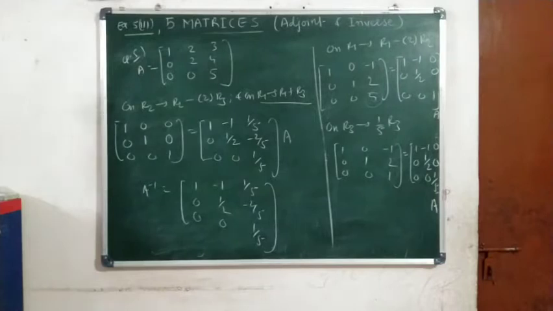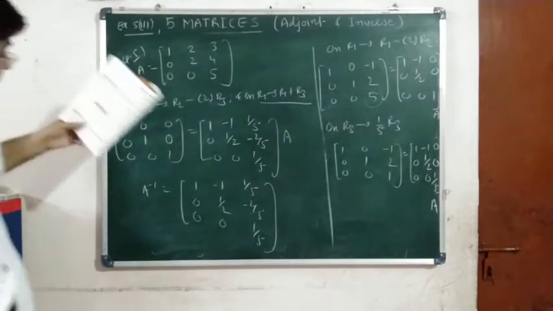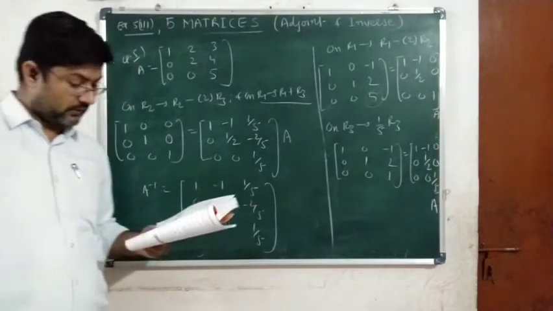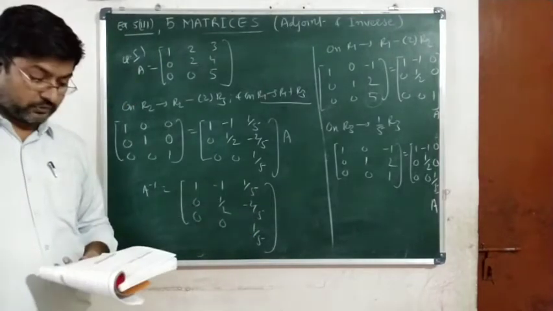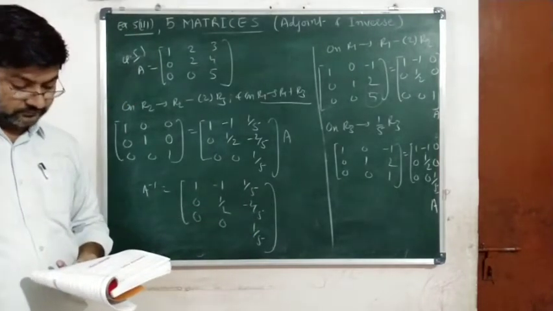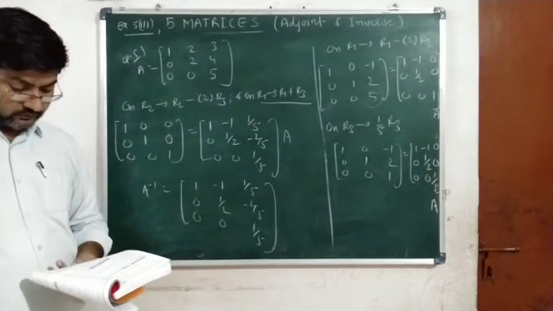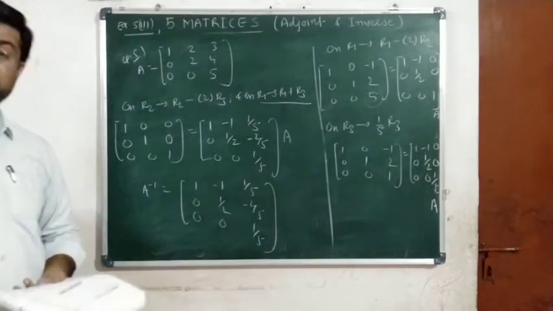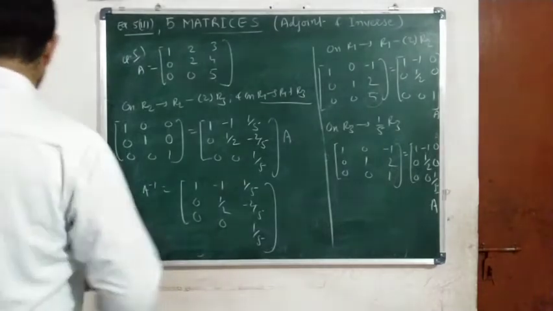So let us check the answer. Okay, now we have solved number 5: 1, 0, 0, minus 1, 1 by 2, 0, 1 by 5, minus 2 by 5, yes, that is the correct answer. Clear? So number 5 is over. Now one more question of 6, 7 or 9 we can solve. So let me solve now question number 7. Yes or no?